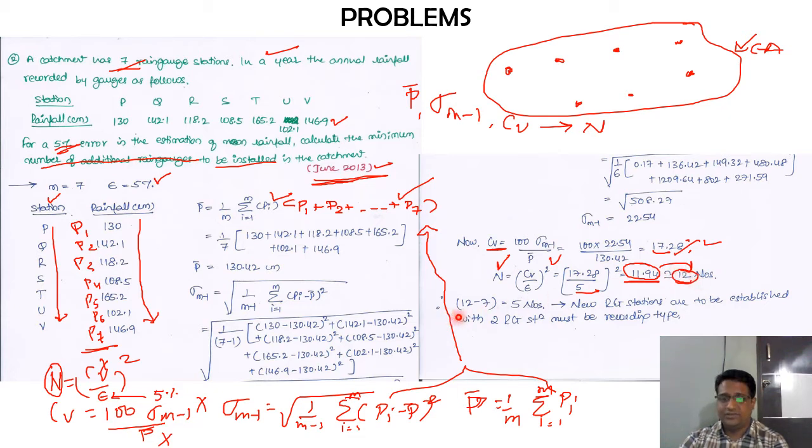So if you check out here, this 12 minus 7 is indicating actually what, this is nothing but the n value. So I'll write it again, I'll change this color. Here it is basically telling capital N minus M, which is 12 minus 7. So 5 additional rain gauge stations are required over here.